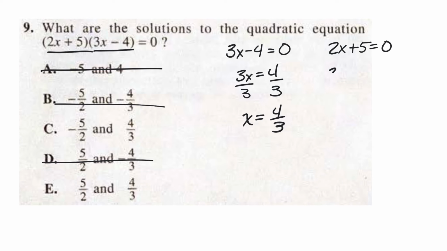And then my other side is 2x equals -5. Divide by 2. Last solution is -5/2. So then my answer is C.